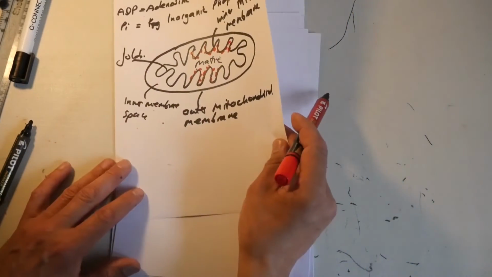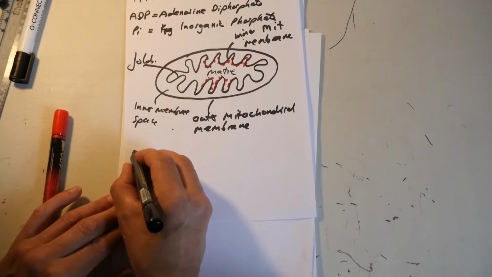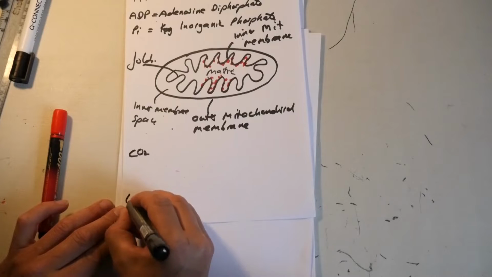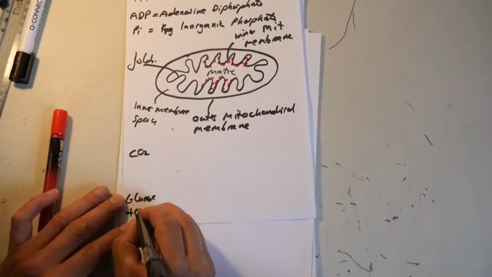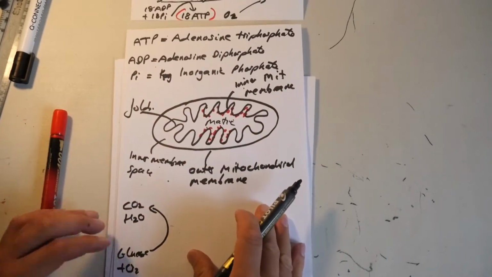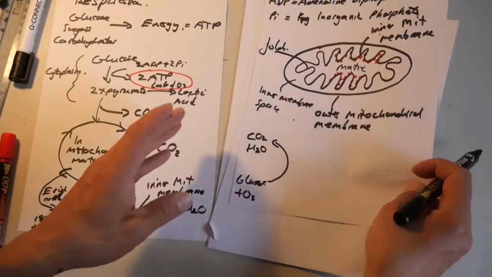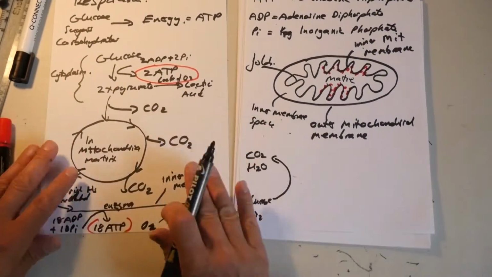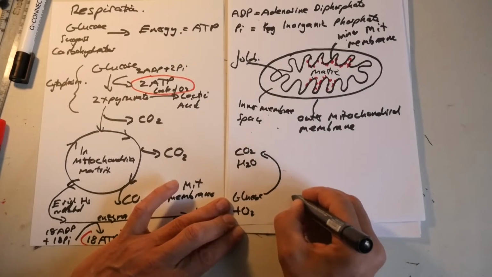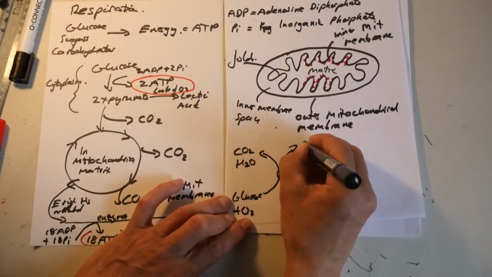So basically, one more thing. The overall reaction is you get glucose plus oxygen giving carbon dioxide plus water, okay? Which is this whole process here. Maybe I'll put these side by side, it's a bit easier to see. And then you get adenosine diphosphate plus Pi. Those combine to form ATP.